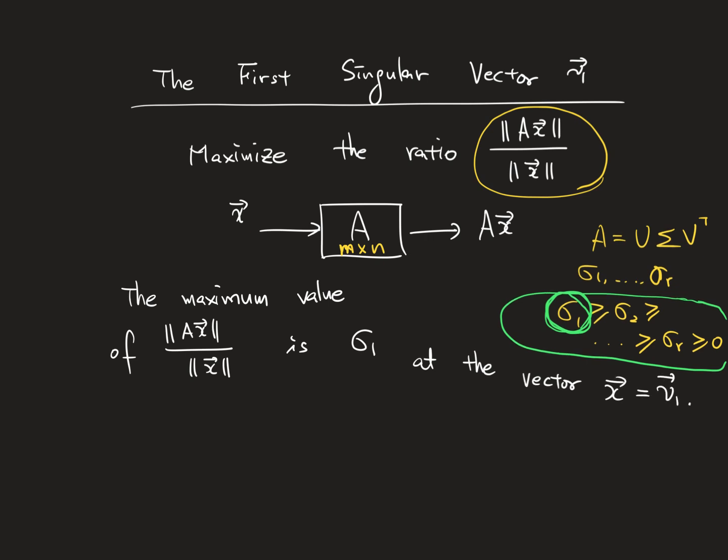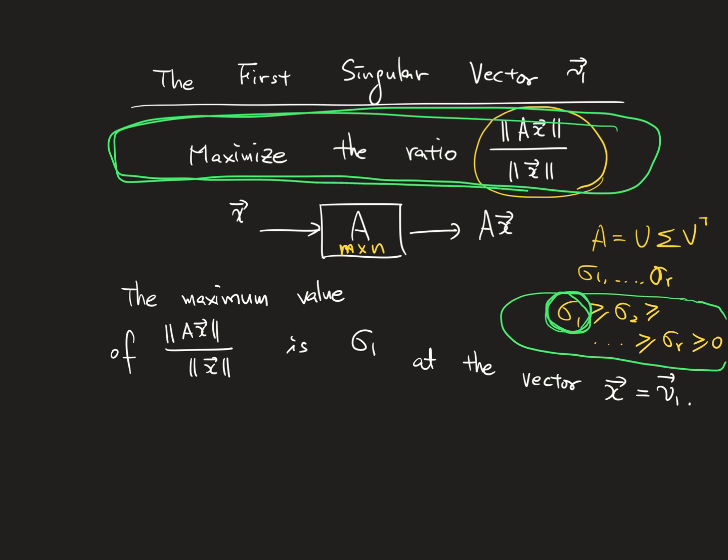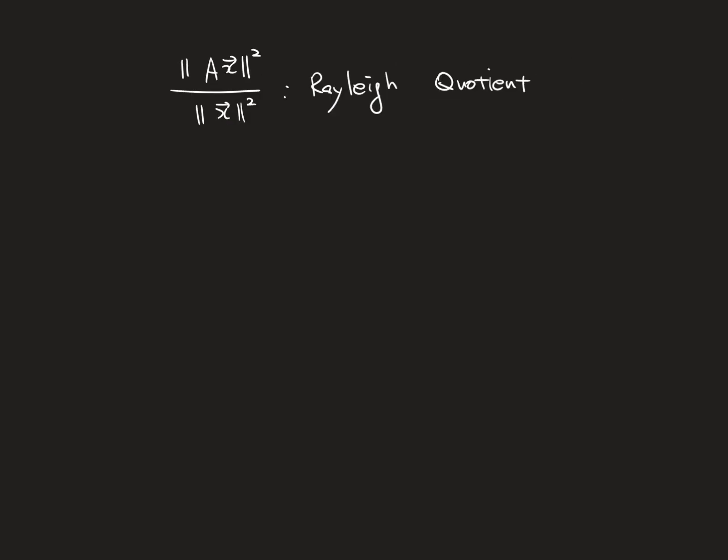So this is why we have to find the singular value decomposition. This is the answer, because many times we want to solve this problem. We call this value, the ratio between output vector and input vector, the Rayleigh quotient, although the square is there. So if you want to maximize a Rayleigh quotient, what is the answer? You just find the first singular value. And that is the answer.